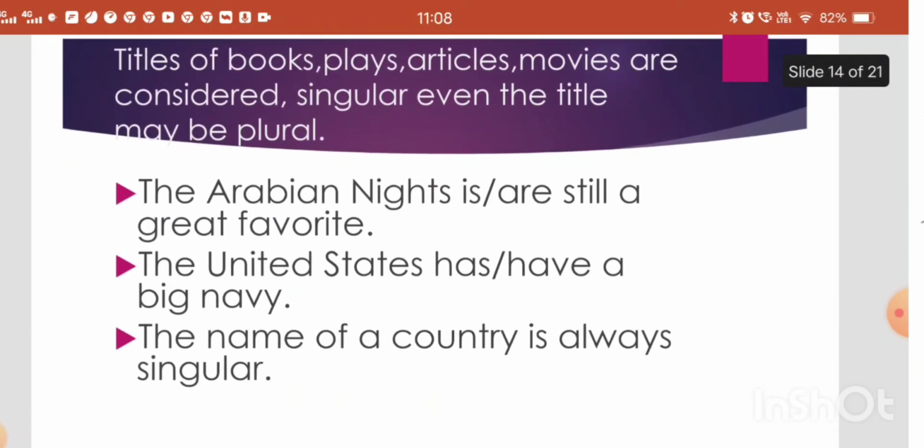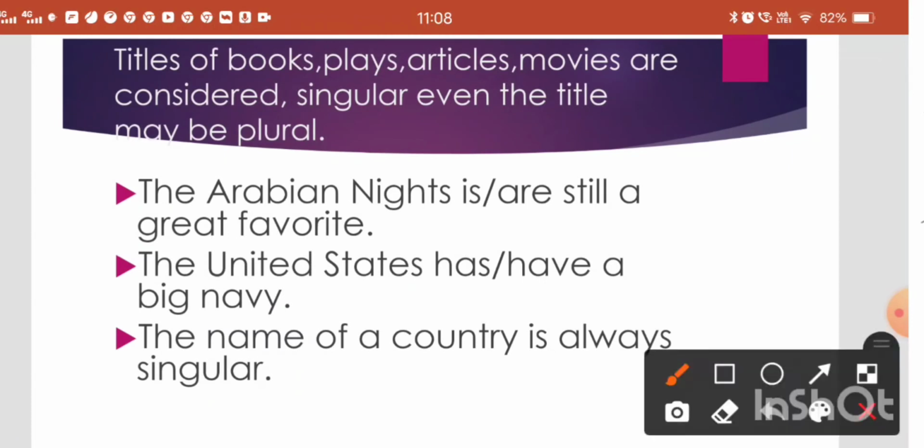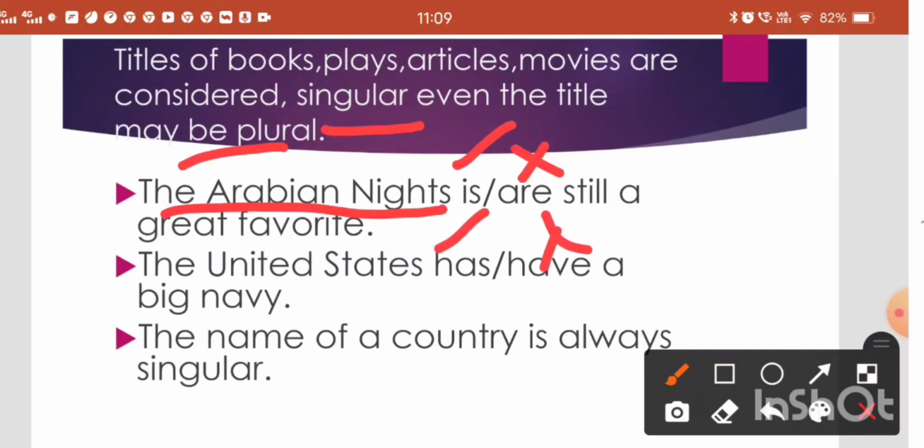Titles of books, plays, articles and movies are considered singular, even if the words in the title may be plural. For example, The Arabian Nights. It's the name of a book, so it is taken as one entity, so we'll be using is, not are. The name of a country is always singular. So the United States has, not have.